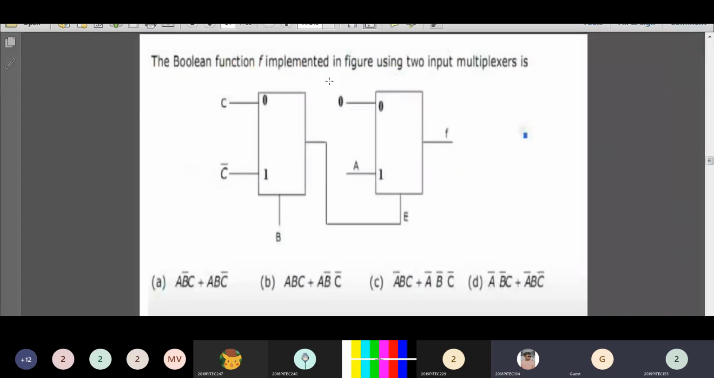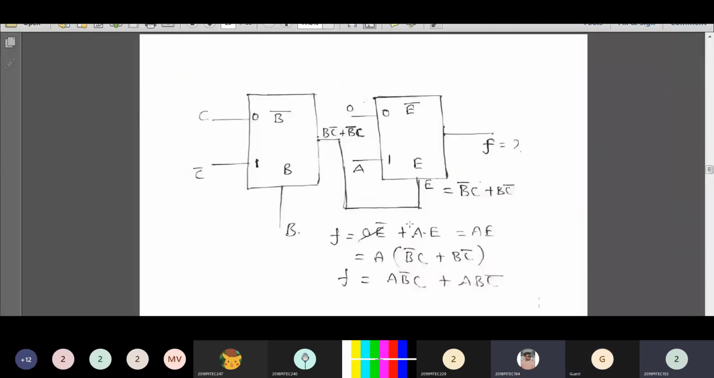F is equal to B C bar plus B bar C. The input variable should be multiplied with the minterms for the selection input. The selection input B is written as B dash B. Now it should be multiplied with the input lines. So it will be B C dash plus B dash C. Okay, that is connected to the selection input of the second 2 cross 1 mux.